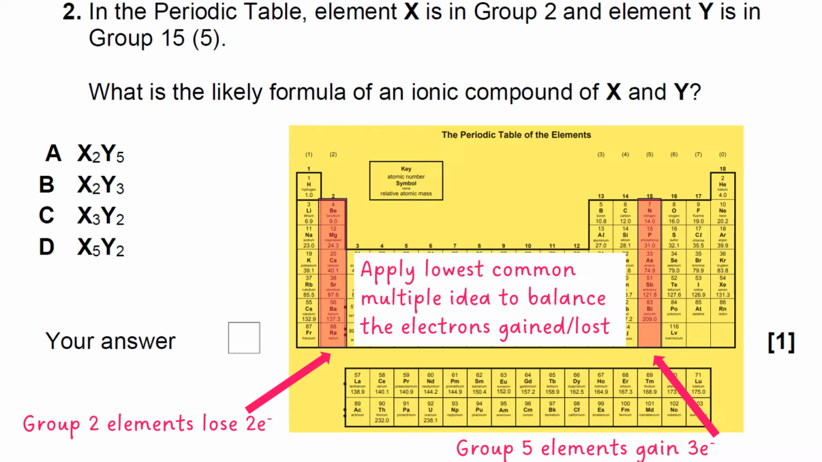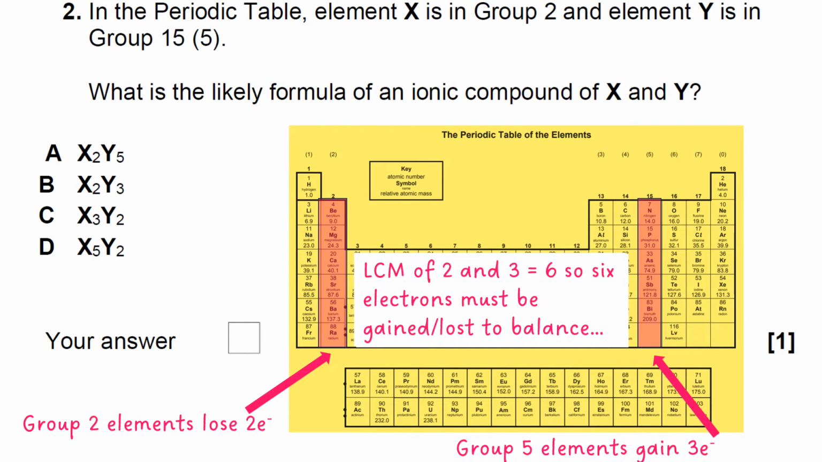So the lowest common multiple idea is what you've got to do to balance the electrons gained and the electrons lost. So you can't have a reaction where one atom loses 2 electrons and another atom takes 3 electrons because there's an imbalance of the electron transfer going on. So the lowest common multiple of 2 and 3 equals 6, so 6 electrons must be exchanged to balance this out.